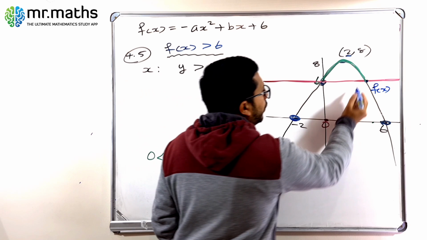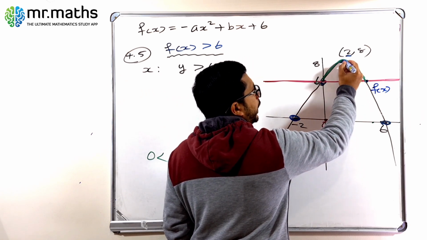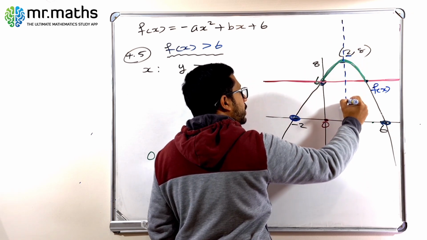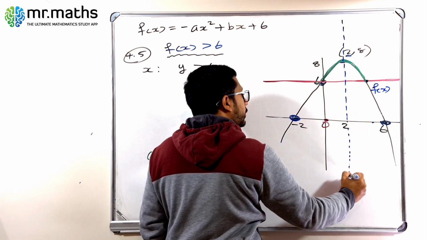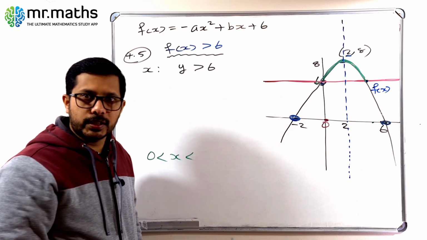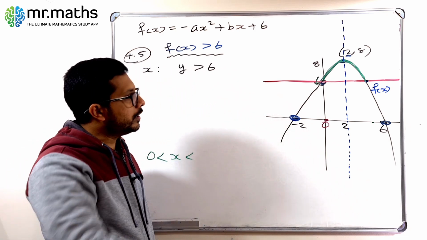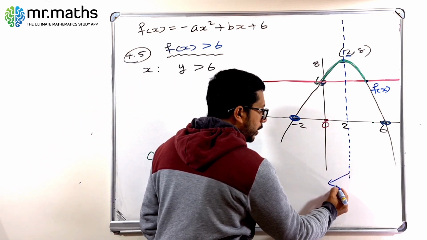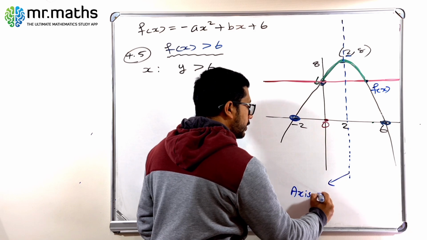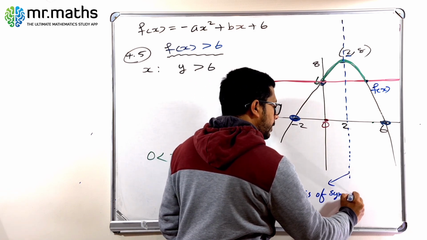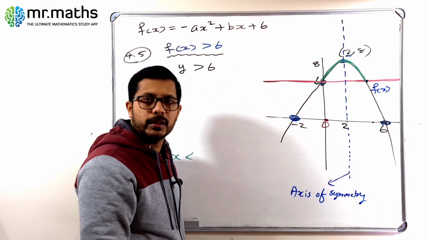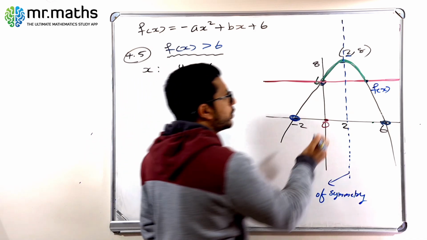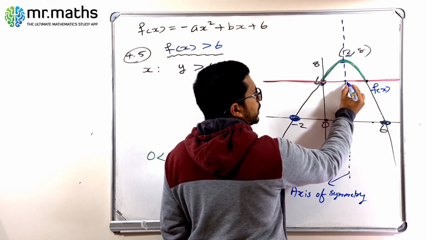Here this is the turning point, and what is the name of this line passing through the turning point? Is it not the axis of symmetry? The axis of symmetry passes through the turning point. What is the meaning of axis of symmetry? Between the two halves of the axis of symmetry, there is equal length. So this is the axis of symmetry. What is the x value there?